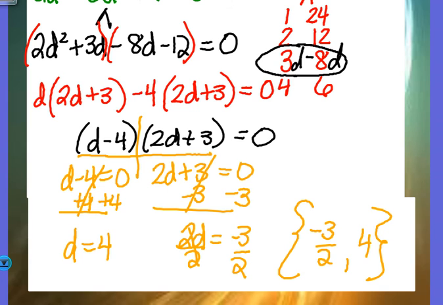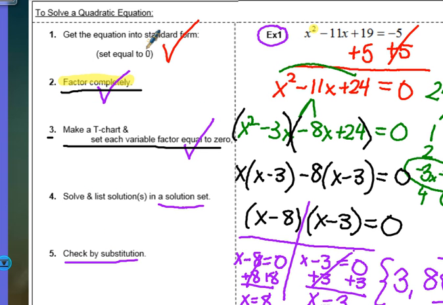So we will continue tomorrow following our steps where we set it equal to 0, we factor all the way, we make a t-chart and solve for our variable factors. We solve each little equation and list them in a solution set. And lastly, we use our calculators to double check both of our answers.